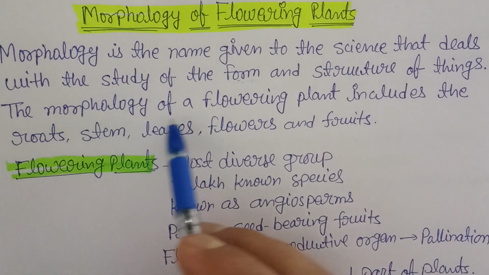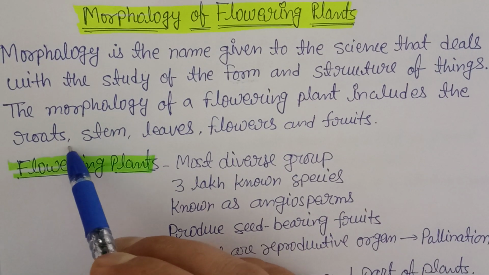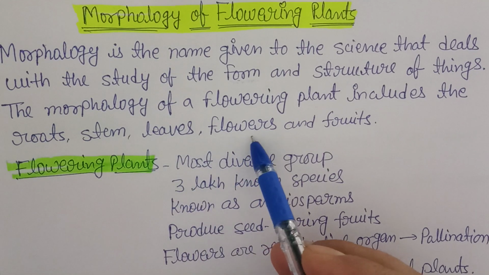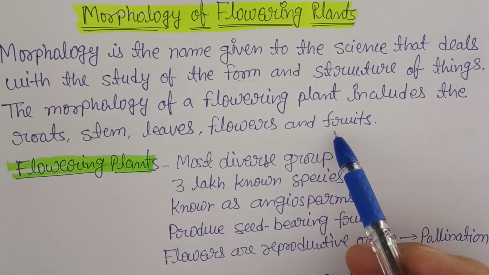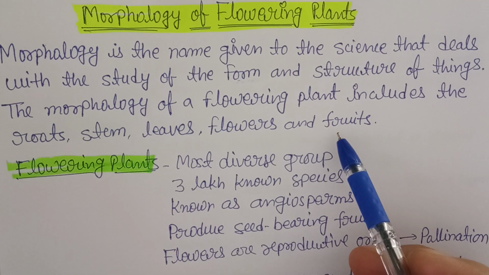So the morphology of the flowering plant includes the roots, the stem of the plant, the leaf of the plants, flowers, fruits, wood, root, bark. There are so many things in the plant parts. When we study those, that is called the morphology of flowering plants.